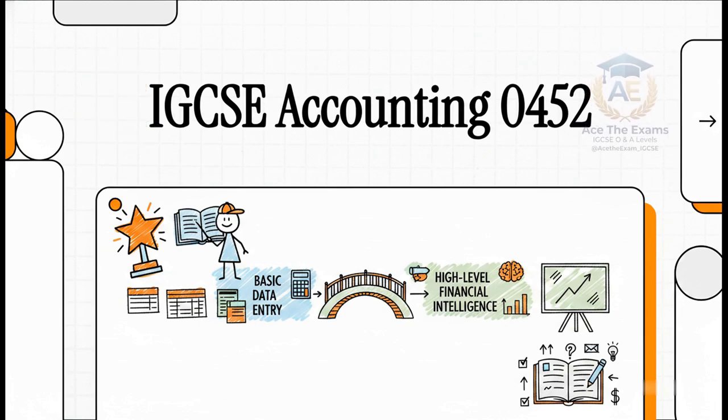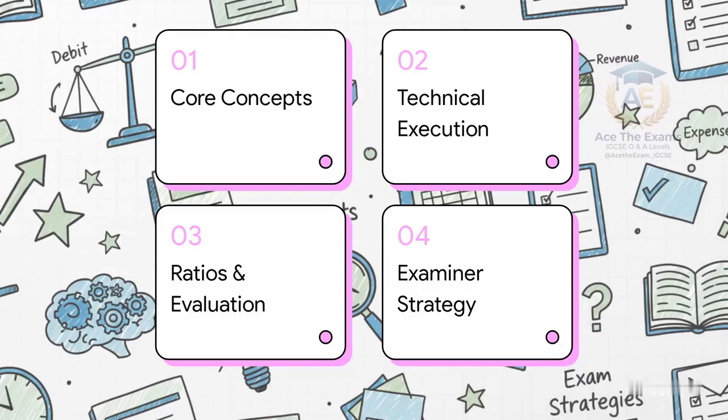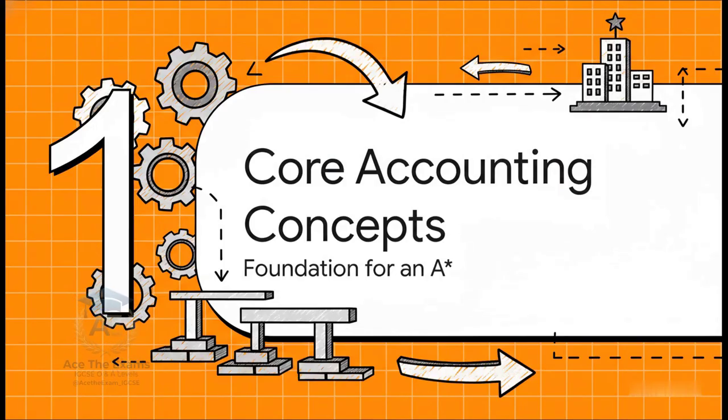Let's do this. So here's our four-step blueprint for today. We've got 1, core accounting concepts, 2, technical execution, 3, ratios and evaluation, and finally, 4, examiner strategy. Okay, let's jump right into section 1, core accounting concepts. This is literally the architectural requirement for an A-star.